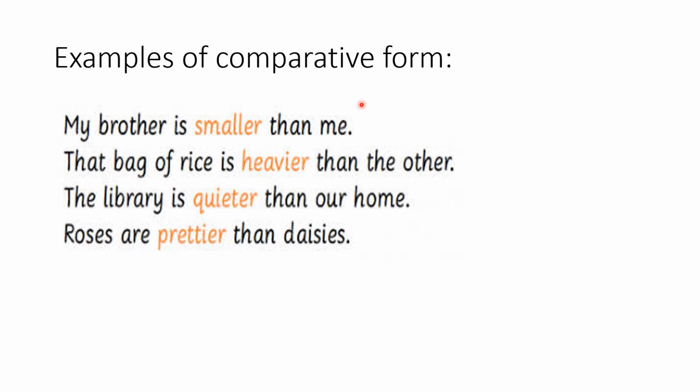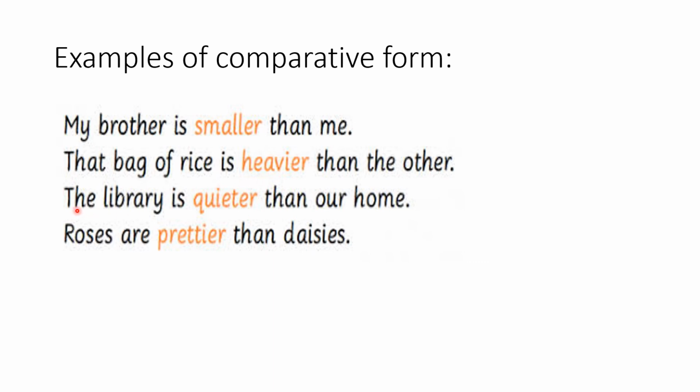See some more examples of the comparative degree. My brother is smaller than me. Again, we are comparing my brother to me. Two persons are there, me and my brother. That's why we are using the comparative degree. Er is here. Next, that bag of rice is heavier than the other. Two things are there. There is the other bag here and this bag of rice. So which is heavier? That bag is heavier. Again, er is here, than is here. It means the comparative degree is always followed by than.